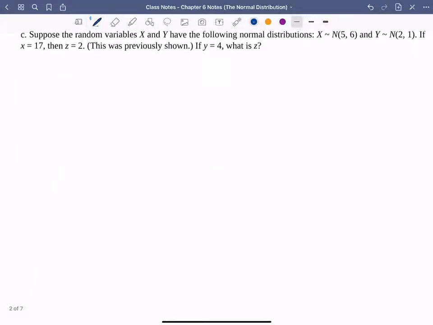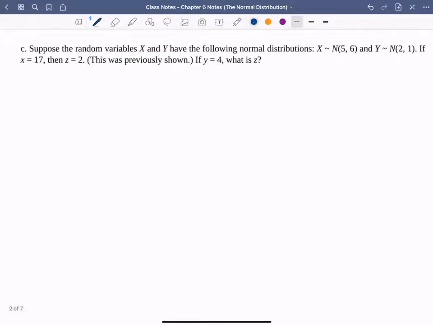So it says, suppose the random variables x and y have the following normal distribution. X is normally distributed, and then your mean is 5, and your standard deviation is 6. Y is normally distributed, your mean is 2, and your standard deviation is 1. If your x value is 17, then z is 2. All right, this wasn't really previously shown. In the textbook it was. I just used the same text, so I should have crossed this out here. So we're going to show this. What is z? Let's prove that z is 2.